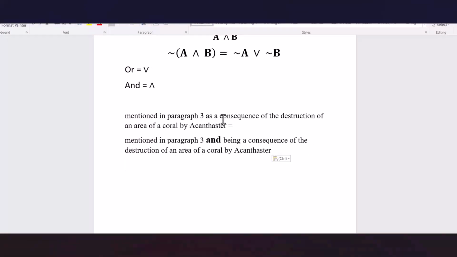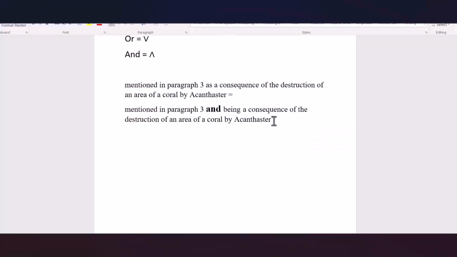Mentioned in paragraph 3 as a consequence of the destruction of an area of a coral by a confessor, houses latent and. Actually, there is an "and" conjunction in this clause which connects two ingredients, and the two ingredients are mentioned in paragraph 3 and being a consequence of the destruction of an area of a coral by a confessor.